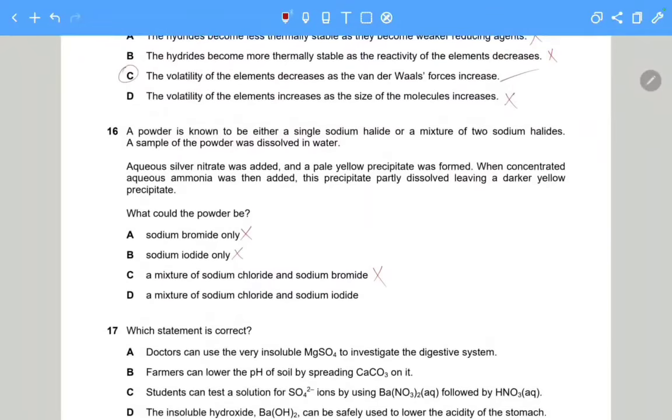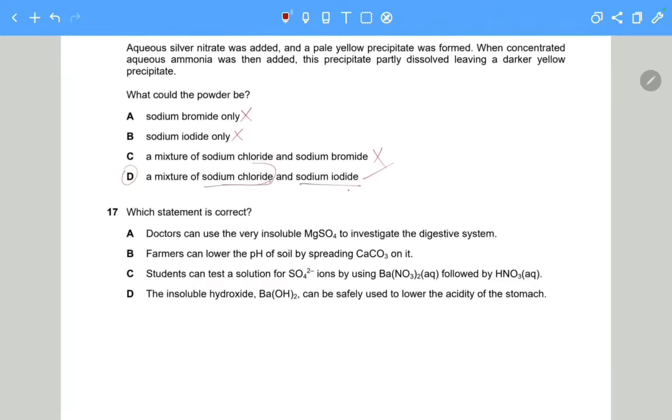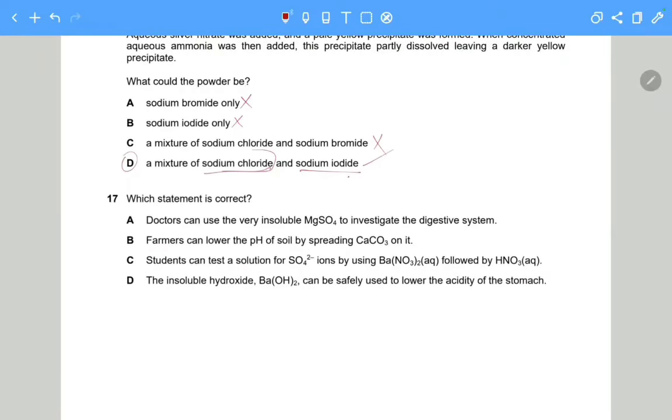And a mixture of sodium chloride and sodium iodide? This is correct because the sodium iodide will give the yellow color and the sodium chloride will give a white color, which is why initially you see a pale yellow precipitate. When you add the concentrated aqueous ammonia, the silver chloride will dissolve, whereas the silver iodide will not dissolve, leaving a darker yellow precipitate, which is just the silver iodide.